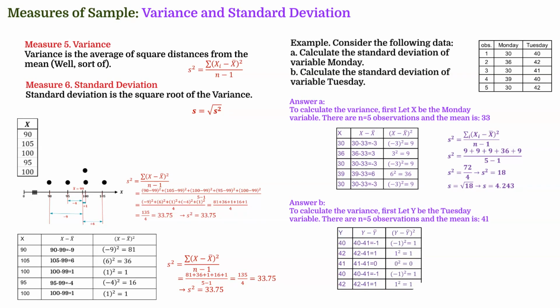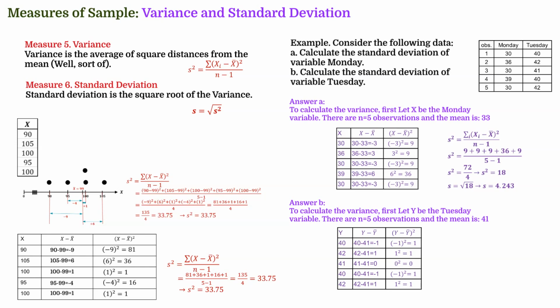Part B, to calculate the variance of the variable Tuesday, let y be that variable. There are, again, 5 observations, and the mean is 41. And the table will be constructed the same way. The mean, 41, will be subtracted from each value in the second column. So 40 minus 41 is minus 1, all the way to 42 minus 41, which is equal to 1.